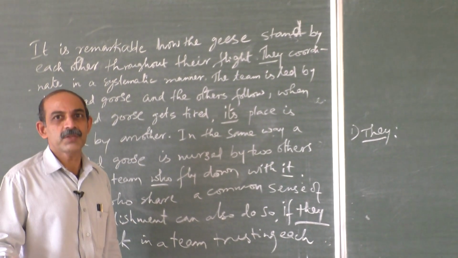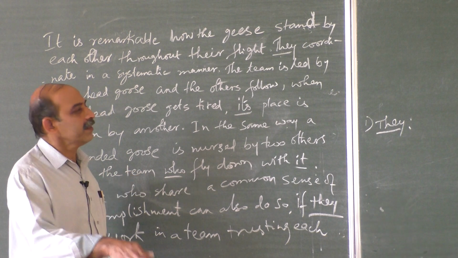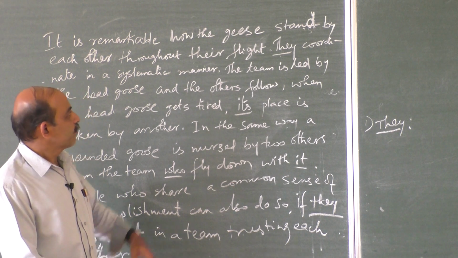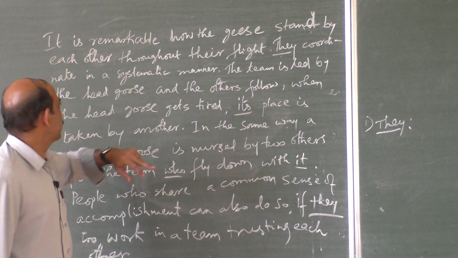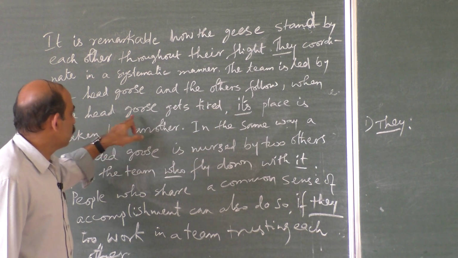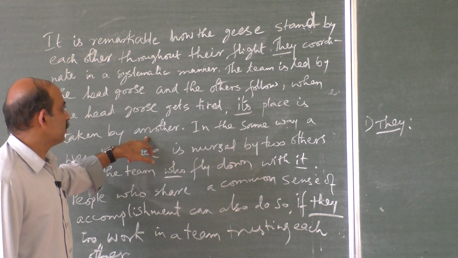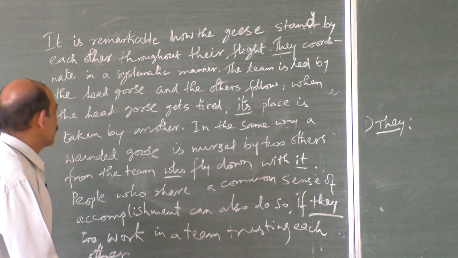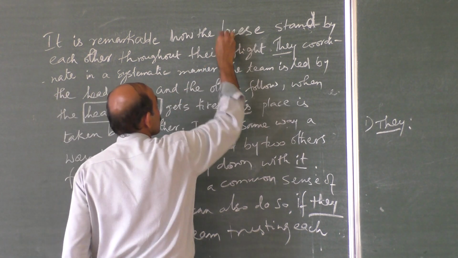So this is the problem with many of the students. They in the sense not only human beings, not only people, etc. Instead, they in the sense common gender. It may be human beings, things, living, non-living, something. That is why they, geese. Then, coordinate in a systematic manner. The team is led by the head goose and the others follow. When the head goose gets tired, its place is taken by another. Now what is its? Once again, some students have the doubt. Its in the sense head goose. This is the answer. Here geese is the answer.